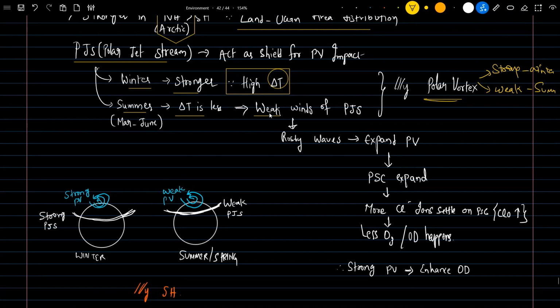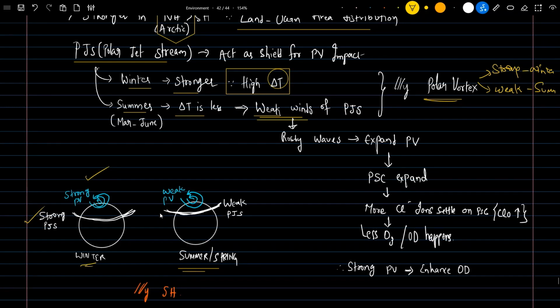So in summer there are weak winds, and the polar jet stream is weak. If the polar jet stream is strong, it stays in this way. Let's understand it in detail with this diagram. A strong polar vortex and a strong polar jet stream are there in the winter situation. Now let's understand the summer. In summer, there will be a weak polar jet stream and a weak polar vortex.